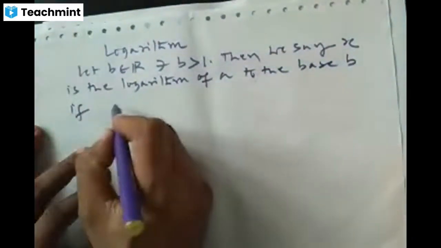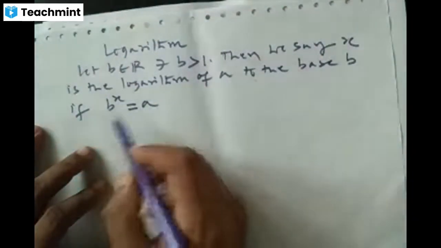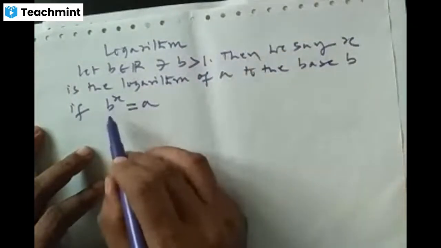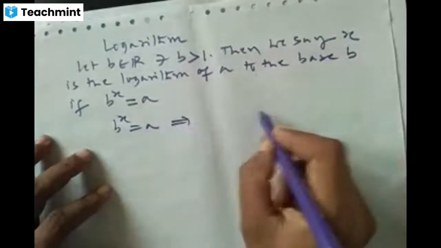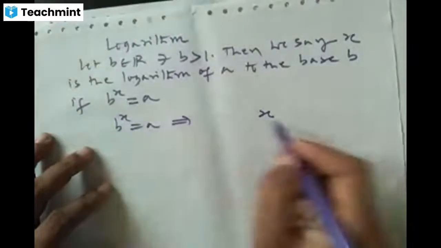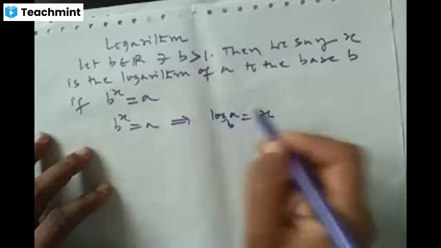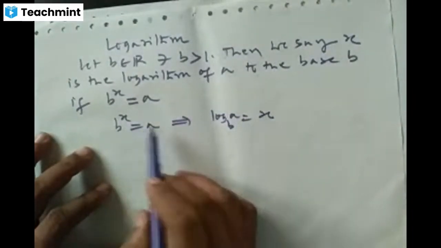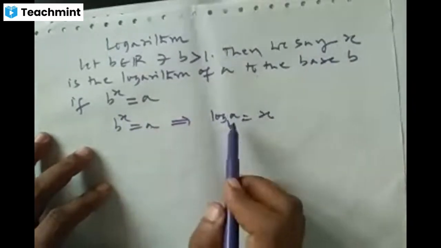if b power x is equal to a. Whenever b power x is a, then we say x is the logarithm of a to the base b, and we write that like this, log a to the base b. Whenever b power x is a, then the power x is called the logarithm of a to the base b.